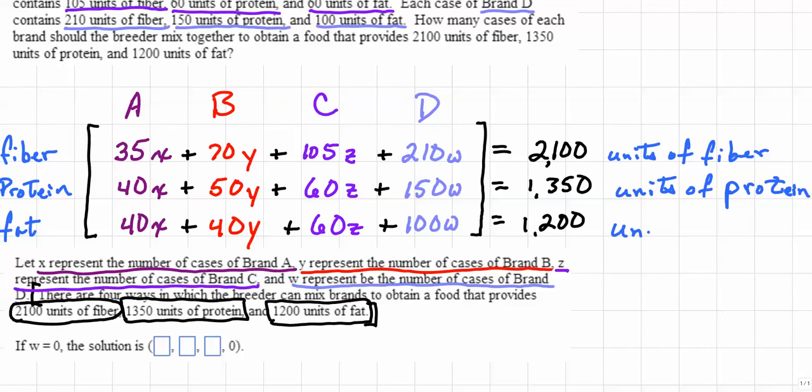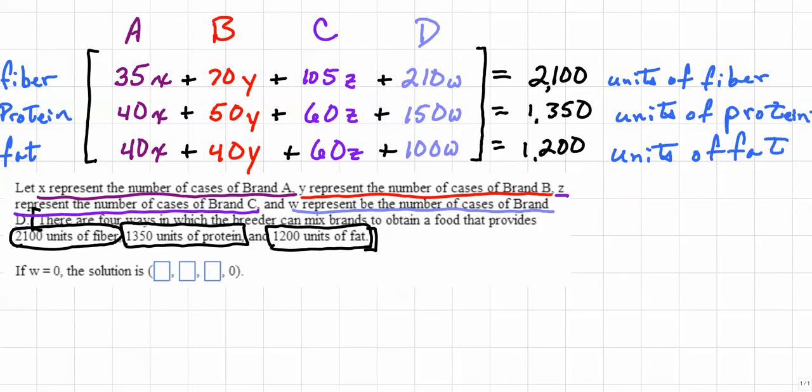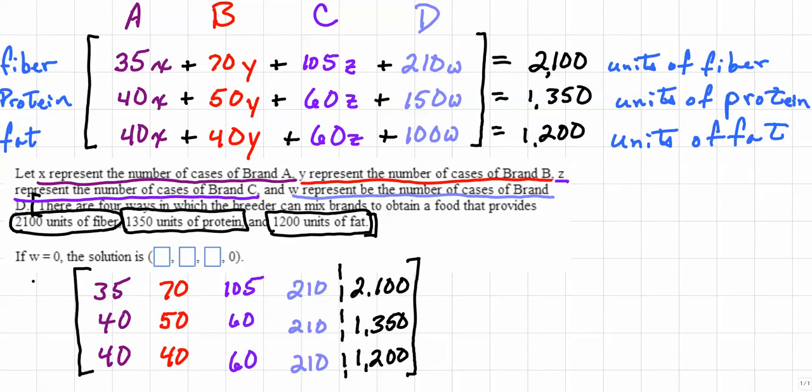And then units of fat. Okay? So this is my system of equations. It's also my matrix. Let me go ahead and rewrite that so that we can see it in matrix form. Okay, and now we have an augmented matrix right here.